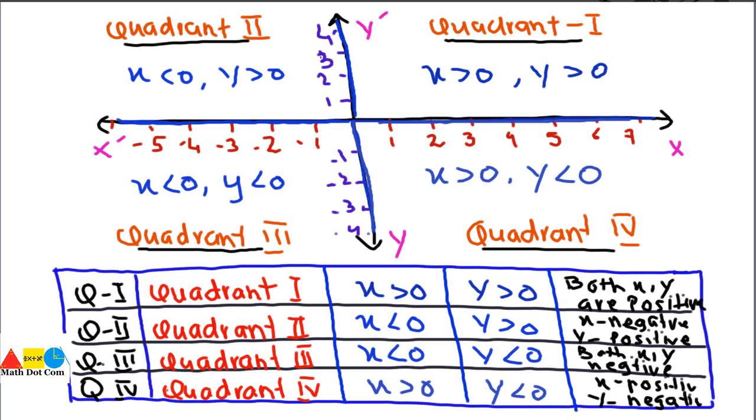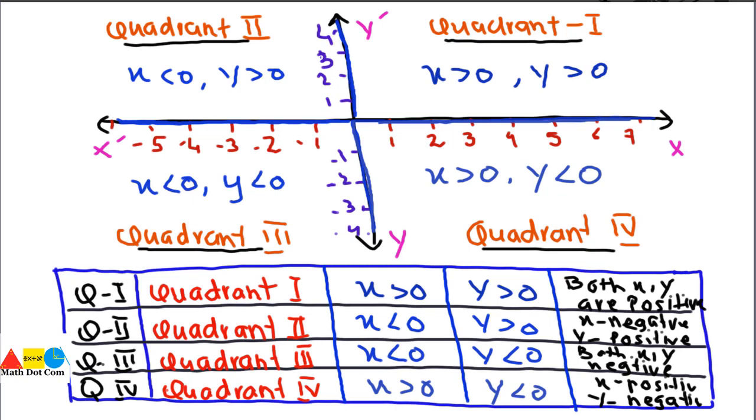What are quadrants? Why do we use the quadrants? Because when we plot the ordered pairs, if we know about the quadrants, where x is greater than 0, where y is greater than 0 or less than 0, you can easily plot them and you can easily understand the area where you can put that point.